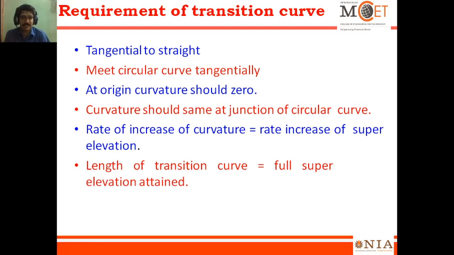The rate of increase of curvature must be equal to the rate of increase of super elevation. If you increase the curvature, the super elevation also has to be increased. Both are directly proportional. The length of the transition curve is equal to the length over which full super elevation is attained, that portion alone, right?